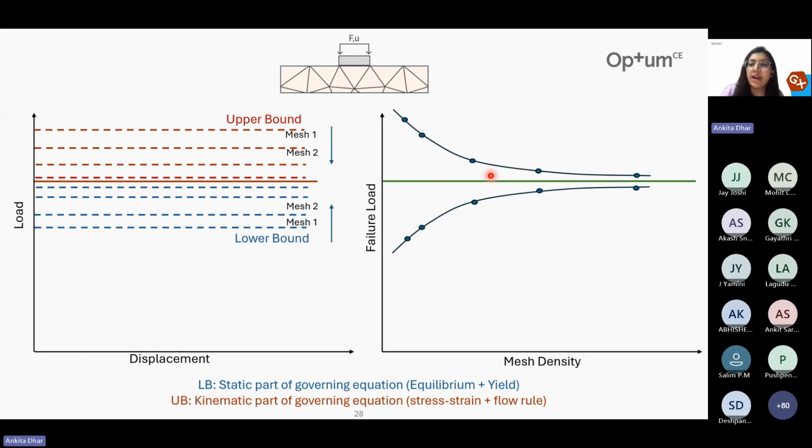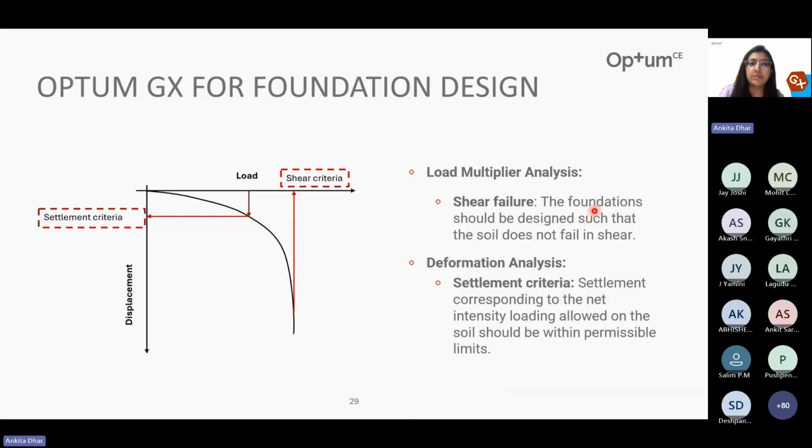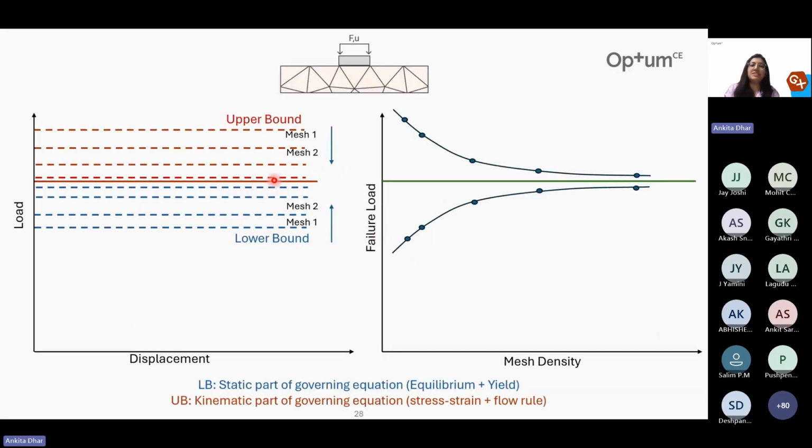So when our upper bound value and lower bound value converge to a value that is very close, we know that this is going to be the exact solution to our problem. So this is the basic theory of limit analysis. I hope it is clear.